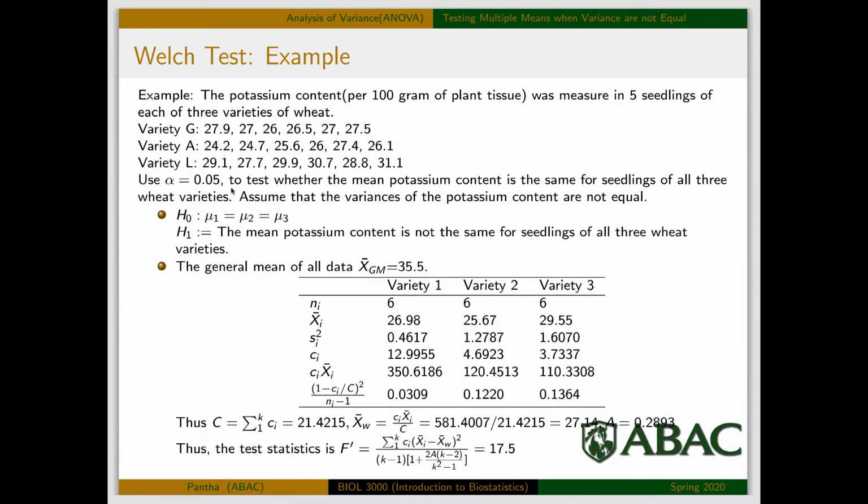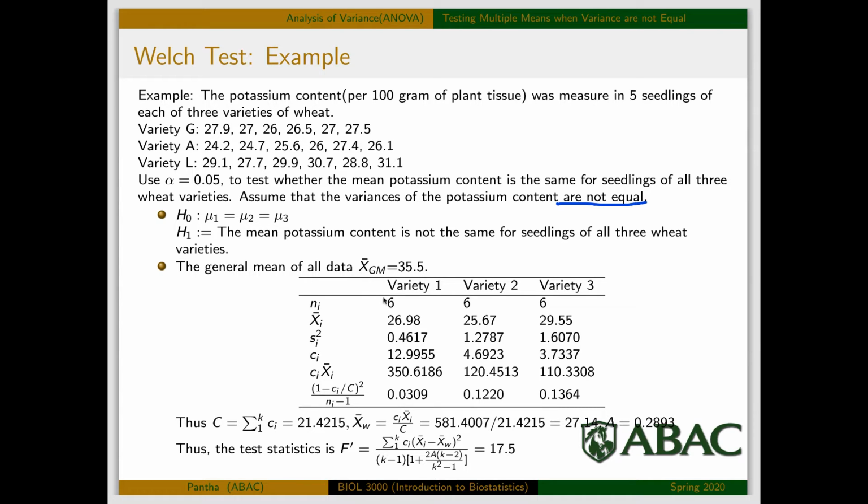Use alpha equals 0.05 to test whether the mean potassium content is the same for seedlings of all 3 wheat varieties. Assume that the variances of the potassium content are not equal. We are assuming that they are not equal. They may be equal, we haven't checked, but we want to do this using the Welch test, assuming that the variances are not equal. Okay, so H0 is that all of them have the equal average potassium content, and H1 is that the mean potassium content is not the same for seedlings of all 3 wheat varieties.